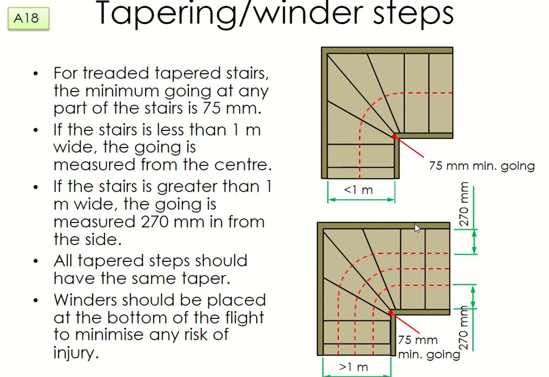So for stairs that's less than a meter, you take it exactly in the middle. If it's greater than that, you come in 270 millimeters from each side, and you get these two red lines. So you have two measurements to take because the stairs is a lot wider, and they also take the middle line as well, just as a backup measurement.